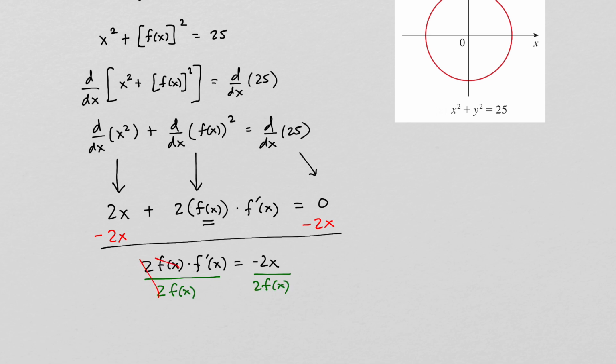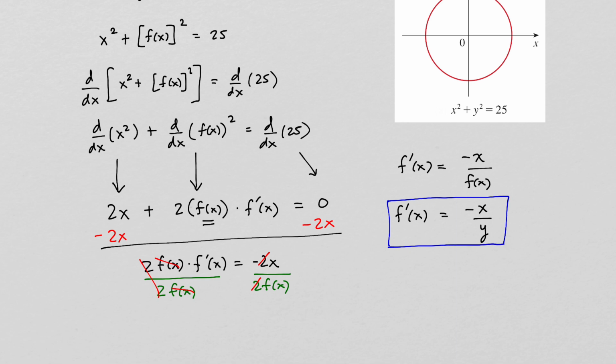The 2's cancel here, the f of x cancels here, and we get f prime of x is equal to negative x over f of x. So I'm just canceling these 2's here. And then I just want to remind you that this would be the same as f prime of x is equal to negative x over y, because y is f of x. And so now we have a derivative of this function that is completely different, at least in terms of how it looks, from the derivative we found a few minutes ago.